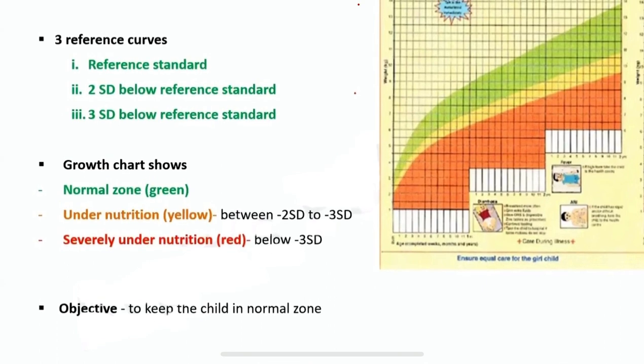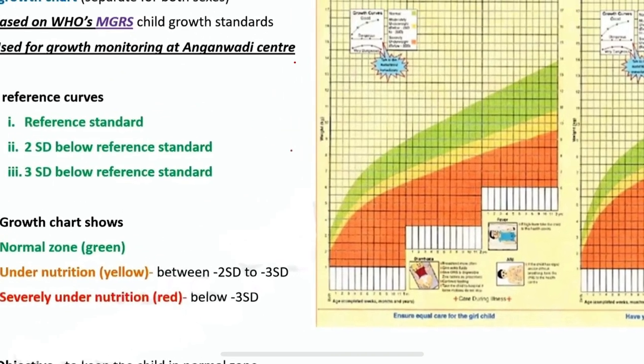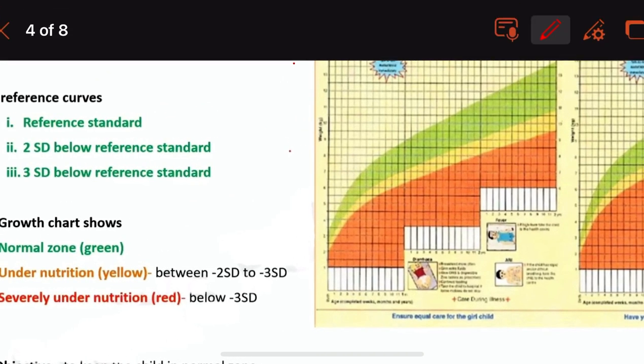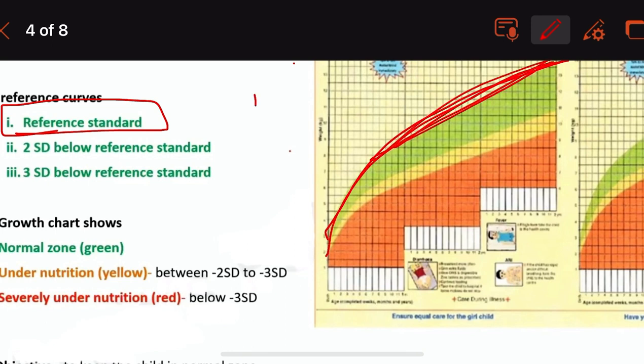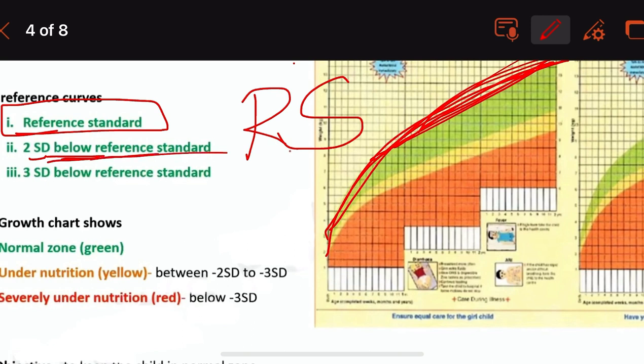And very importantly, the ICDS growth chart will have 3 reference curves. So you can see here the three reference curves it contains. The first one is the reference standard. You can see this green color, the beginning of the green color, it is the reference standard. Then 2 SD below the reference standard.